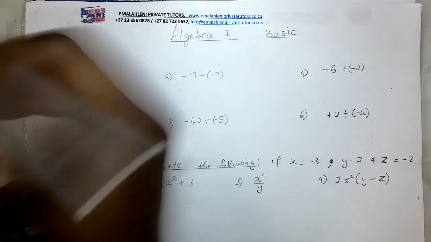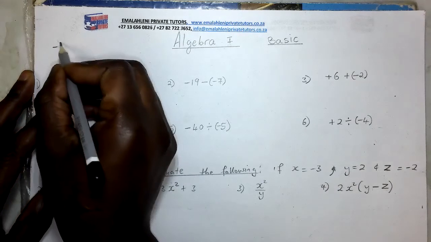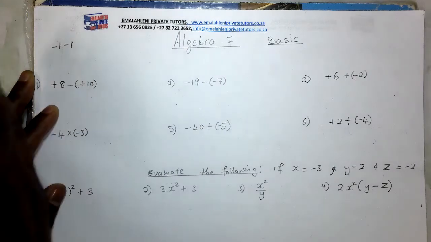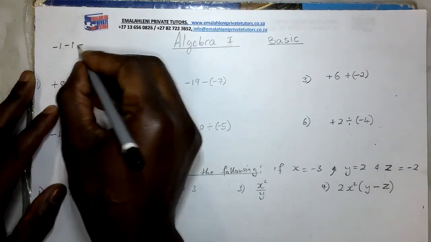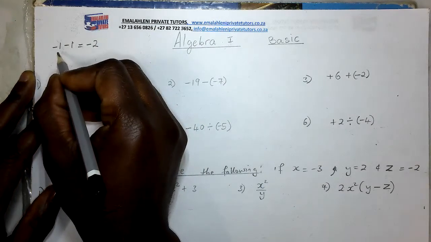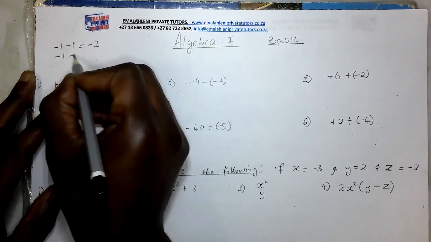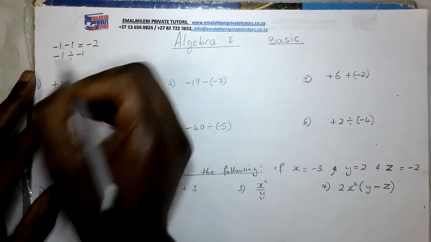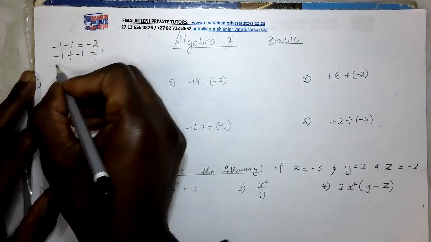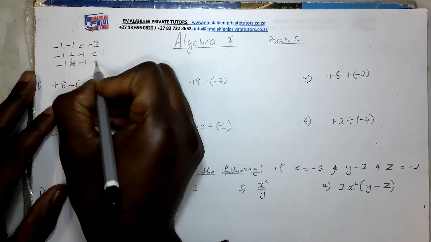Now, when you are adding, let's say you are saying minus 1 minus 1, what you're actually doing is going to the negative side. So you are adding the 2, but you still have your negative, so it's going to be minus 2. When you are dividing, let's say negative 1 divided by negative 1, your negatives cancel and it gives you a positive 1. When you are multiplying negative 1 times negative 1, you get a positive 1.